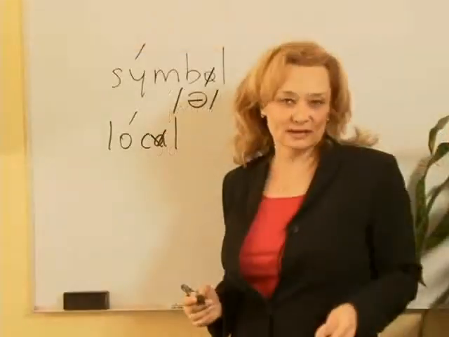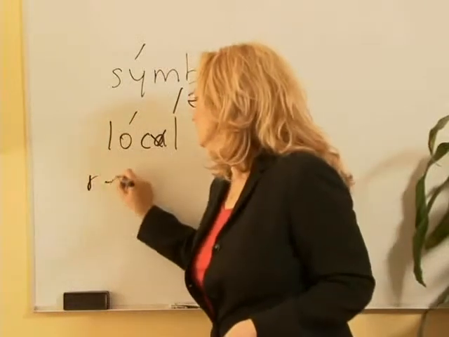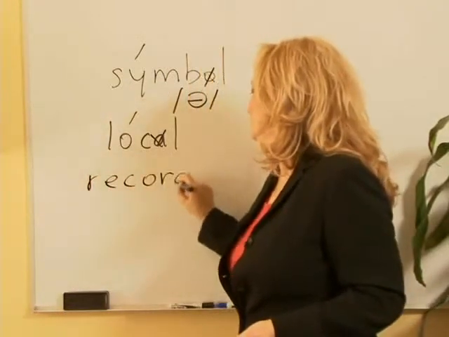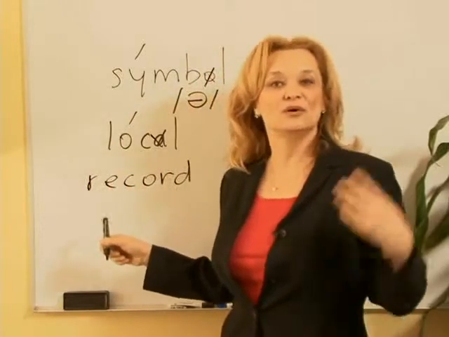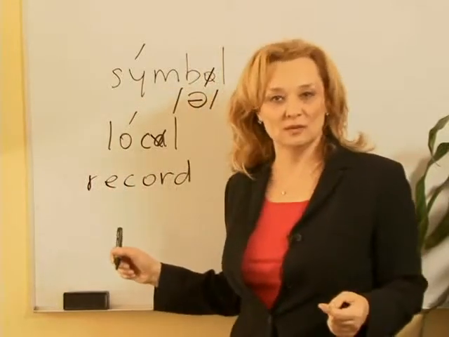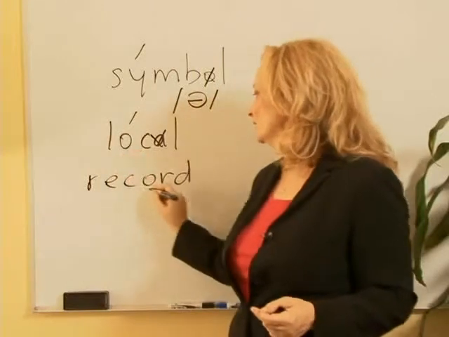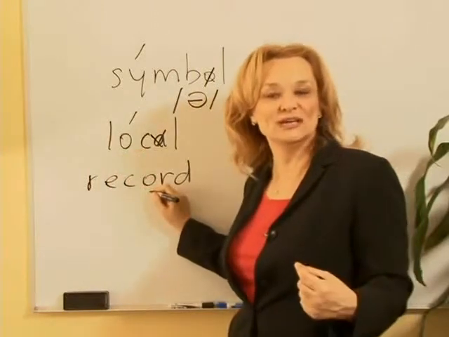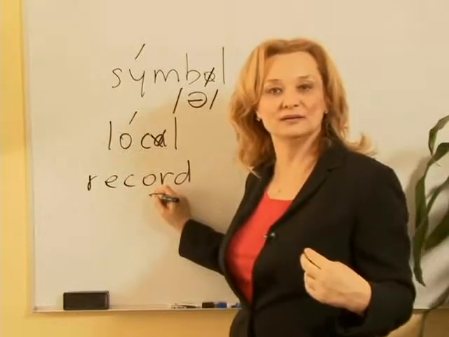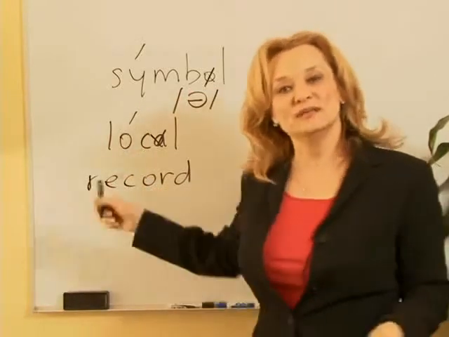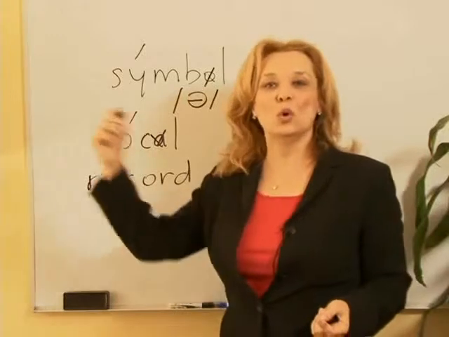Let's look at another word. This word, if it's a noun, it's pronounced as record. The first syllable is stressed. Record. This O changes. So it's not O, it's uh. Record. If it's a verb, this word is pronounced record.